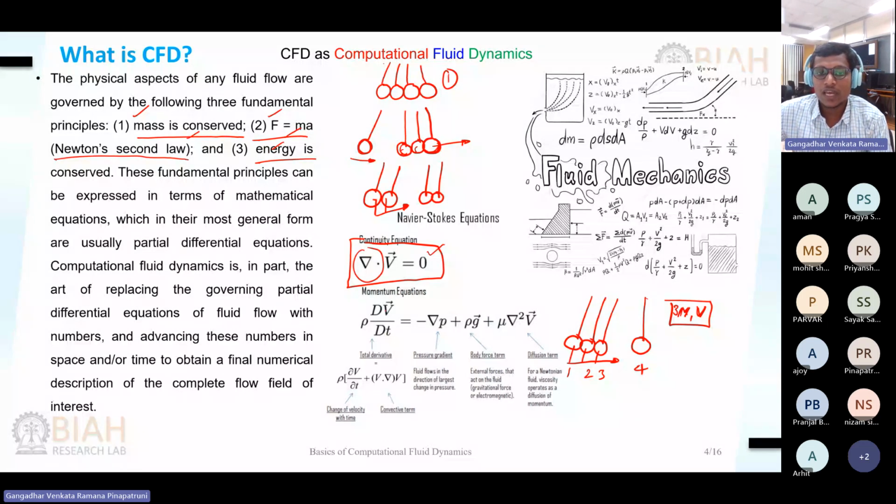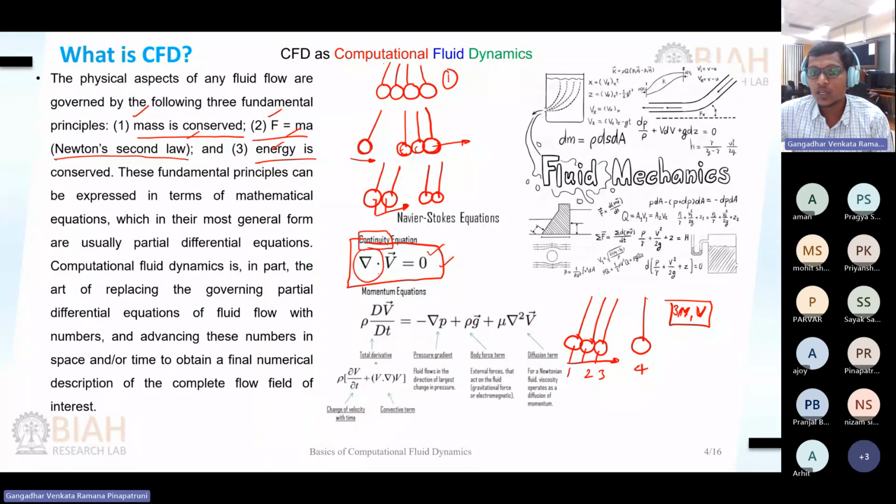The second thing is the momentum conservation. I suggest if you are interested, you can look into the derivations of these equations: how the continuity equation, which means mass conservation, I'm telling you again, continuity means mass conservation, was derived, and how the momentum conservation equation is derived. You can go back to fluid mechanics and try to learn by yourself. There is also an energy conservation equation that I am not going to discuss here.